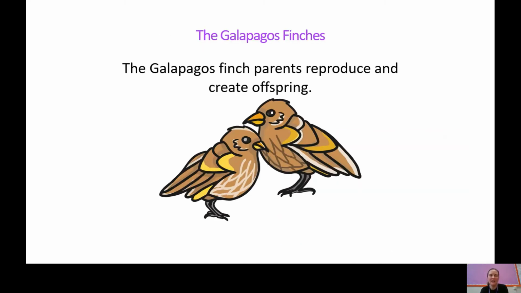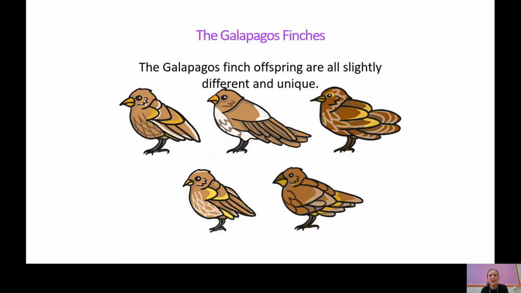I'm going to give another example here, which is the Galapagos finches. Okay, so these finches live in the Galapagos. So the Galapagos finch parents reproduce and create offspring. Okay, so each offspring is slightly different and unique. So you might see that there's some with slightly lighter feathers, some with slightly darker feathers. There's those with slightly different eye sizes and different beak sizes.